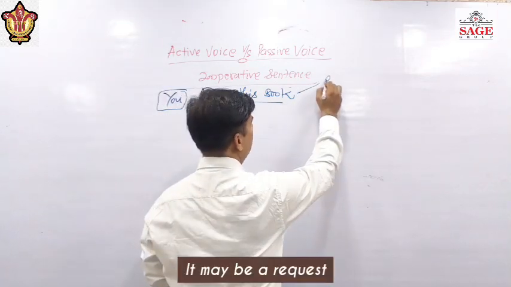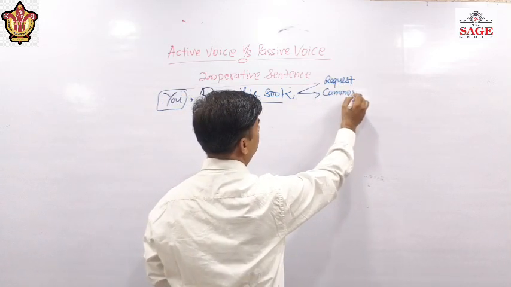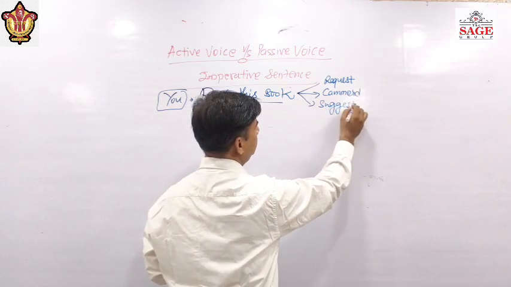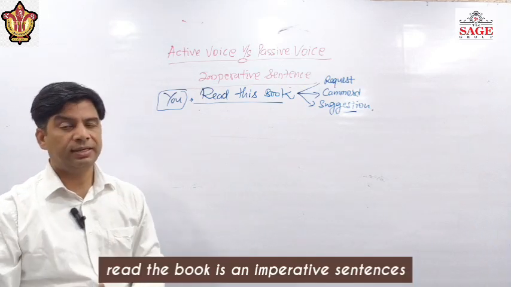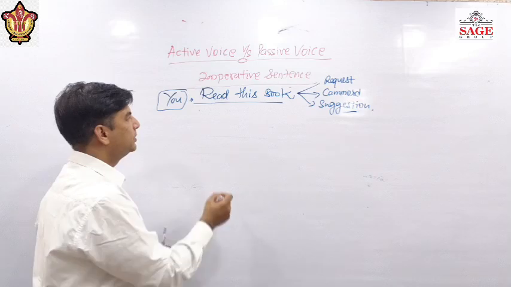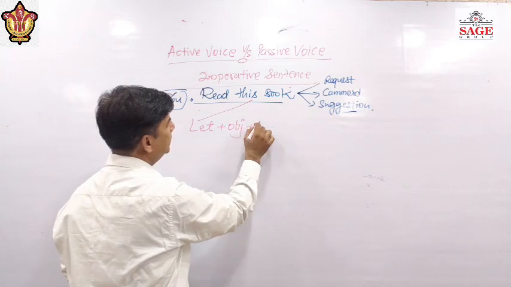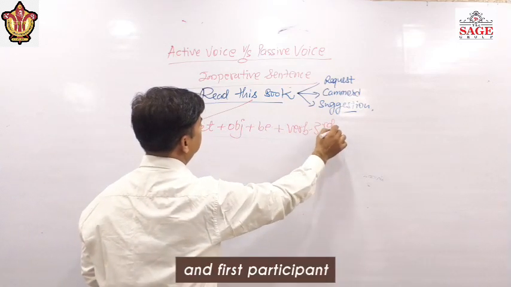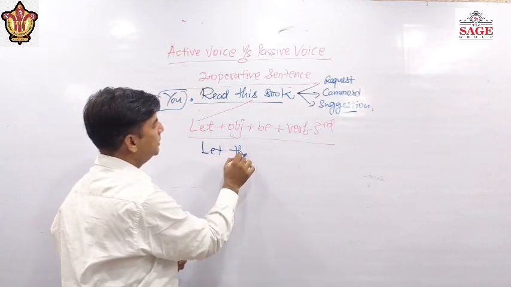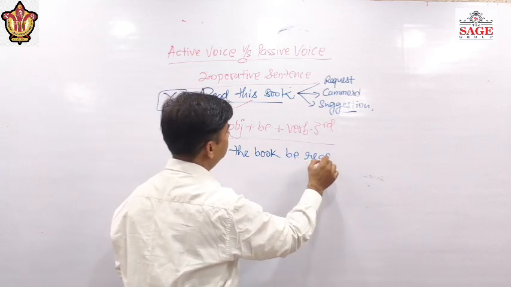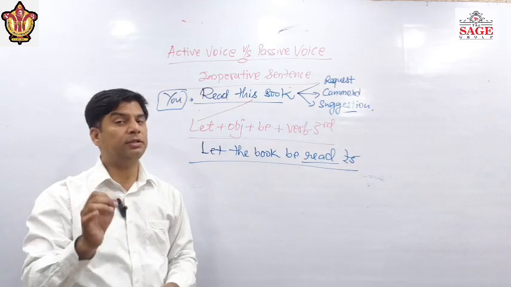Read this book. It may be a request. We can put please before it. It may be a command, order, or it may be a suggestion. So in all these cases, read the book is an imperative sentence, and if you have to make the passive voice of it, the pattern becomes let object be and past participle. Read the book becomes let the book be read. This is pronounced as red. Read the book, and the passive voice of it, let the book be read.